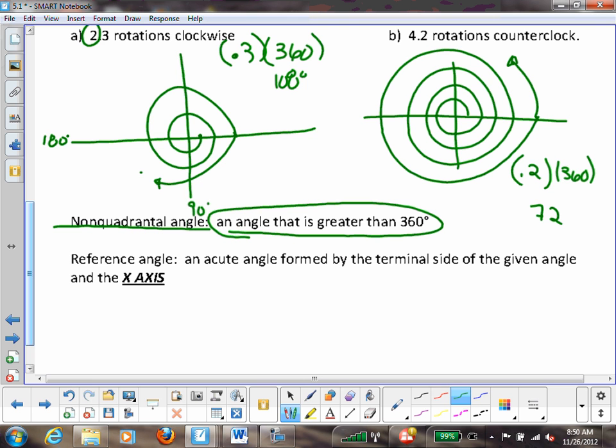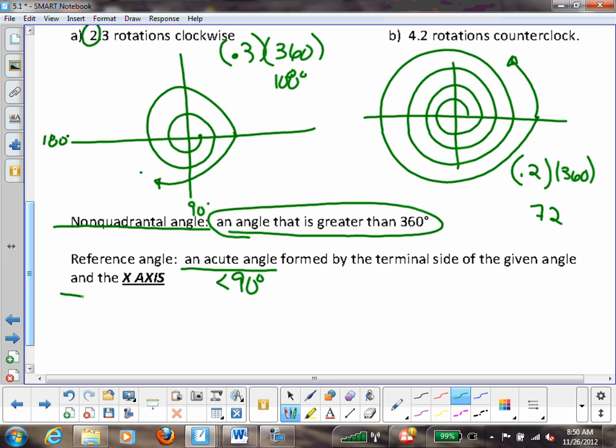Okay? The reference angle is an acute angle. What's acute mean? Less than 90 degrees. So again, everything's coming back to that 30, 60, 90, 45. All right? Which you're going to have to memorize. But for today, those aren't going to be my only answers. But acute, less than 90.